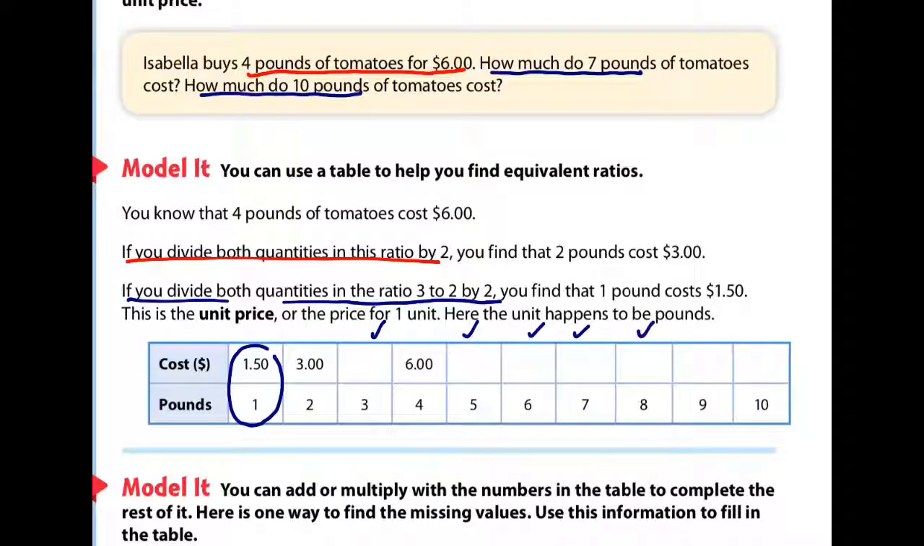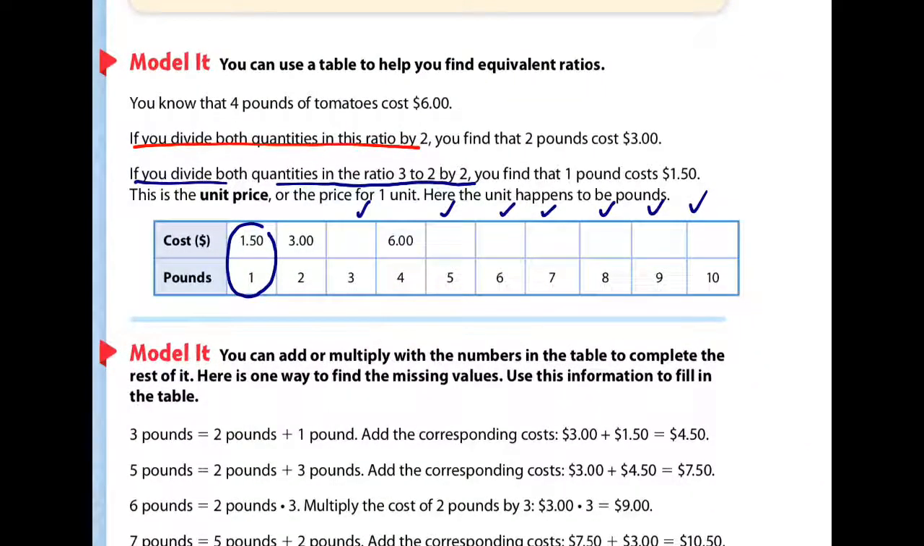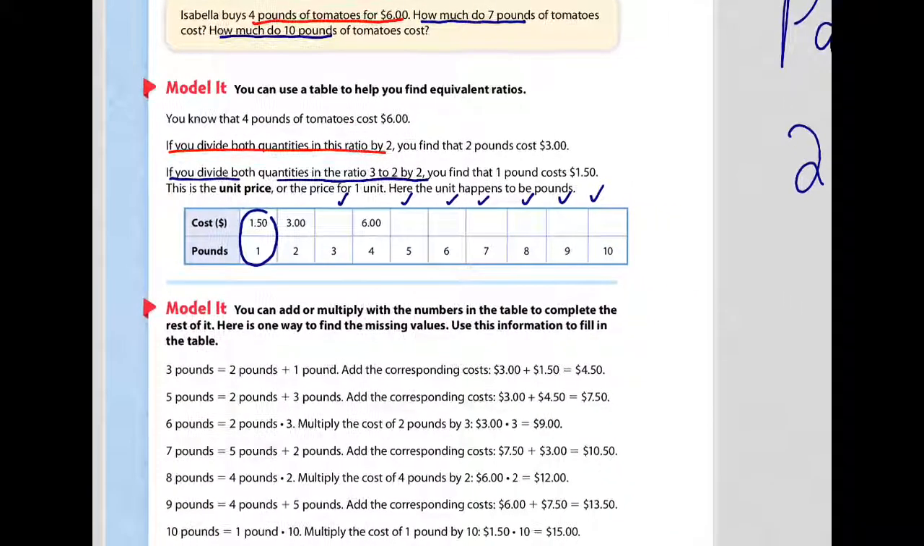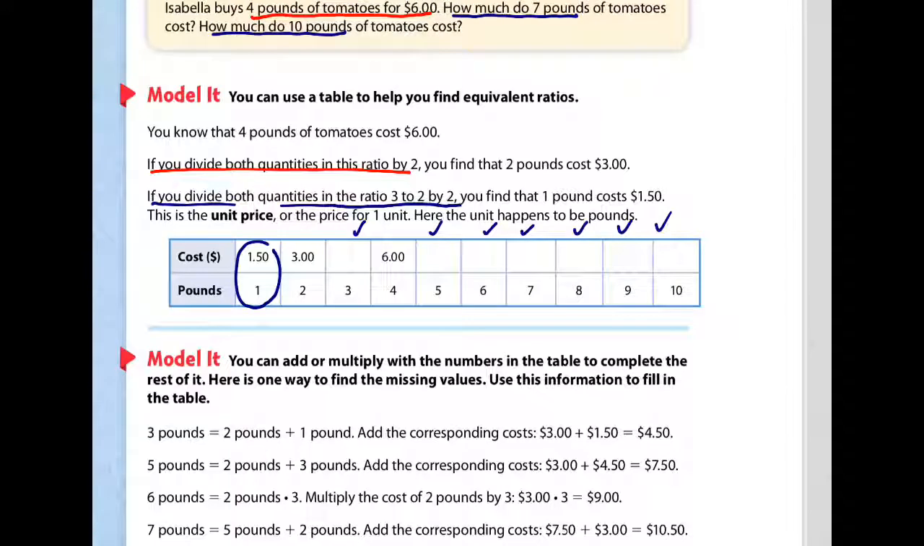So this is where we're going to go down to the model it strategy. So, different tricks to find out the price of different pounds of tomatoes. I'm going to go through each one, and I just want you sticking with me, and you can fill in your table as I fill in mine. But just don't blindly copy and daydream. Make sure you're listening. So here's what we have down here.